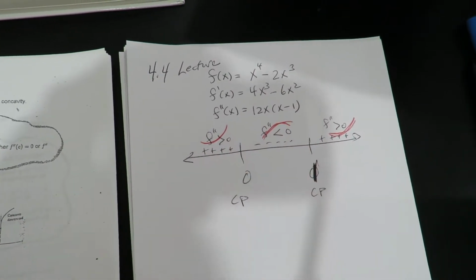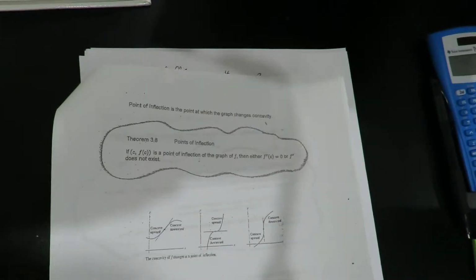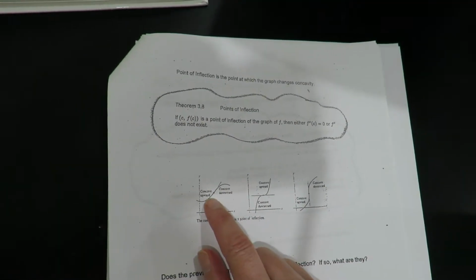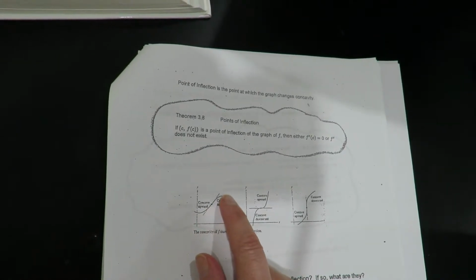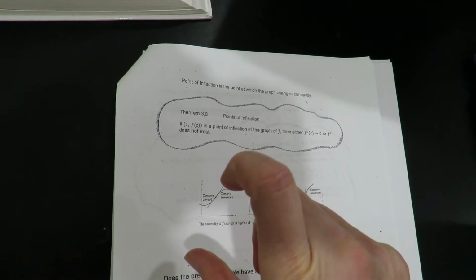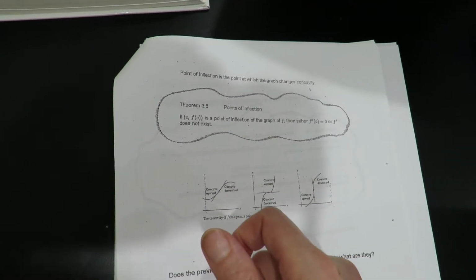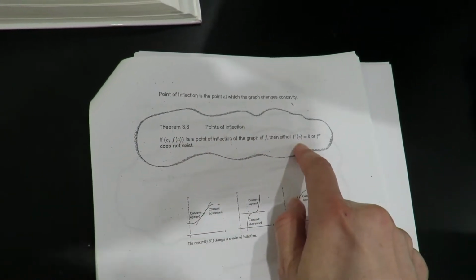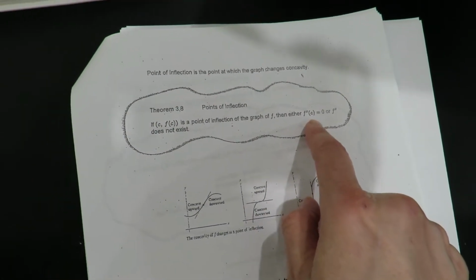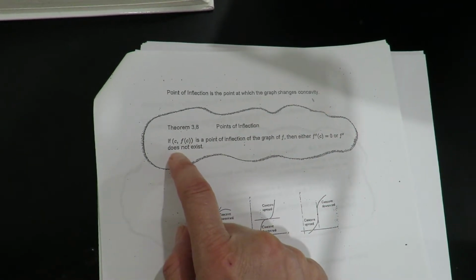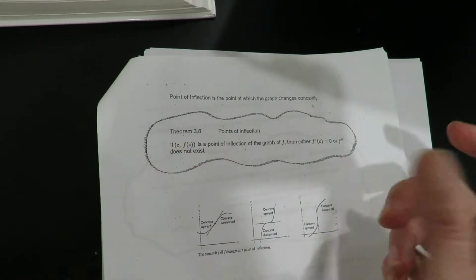If it changes concavity, that's called an inflection point. So if a graph changes concavity, we call that an inflection point. The inflection point is the moment when it flips from either concave up to concave down or vice versa. The inflection point can only occur when the second derivative is 0 or undefined. Okay, so just like the critical number, it's the same idea.